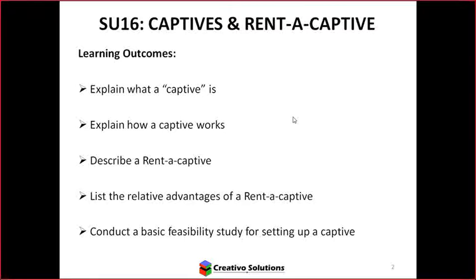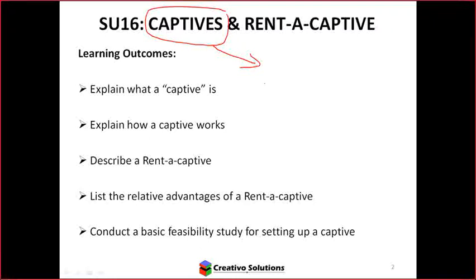Right, so study unit 16 is focusing on a captive and a rent a captive. We need to know what a captive is. Alright, so I want to ask you generally what you think a captive is before I tell you what it is. Or generally, when you hear the word captive, Melanie, what does that mean? Someone that has been captured. Correct. We're not going to be looking at people that have been captured as a captive.